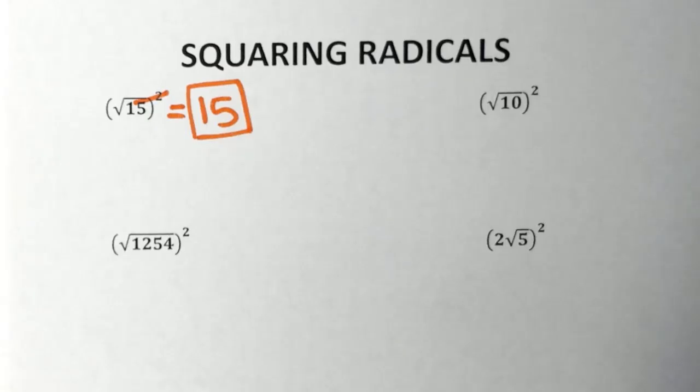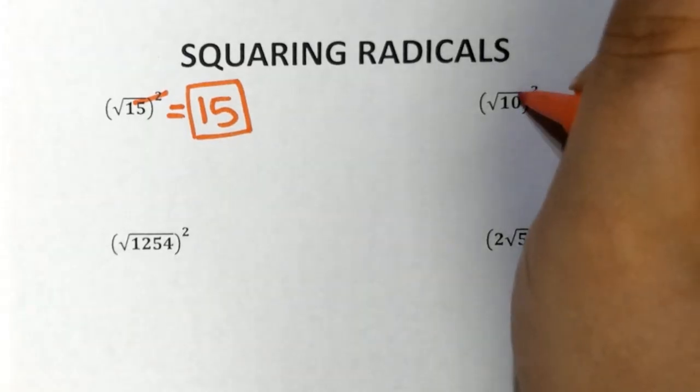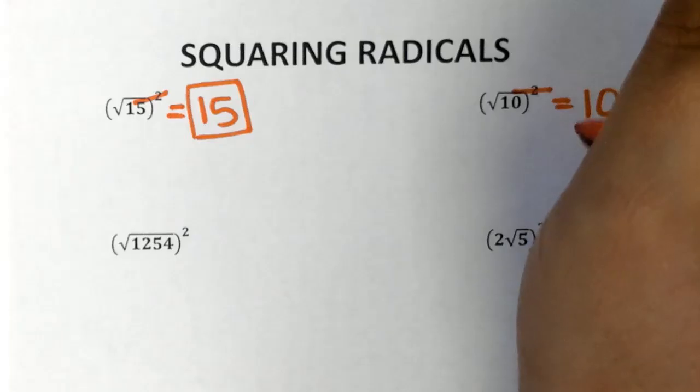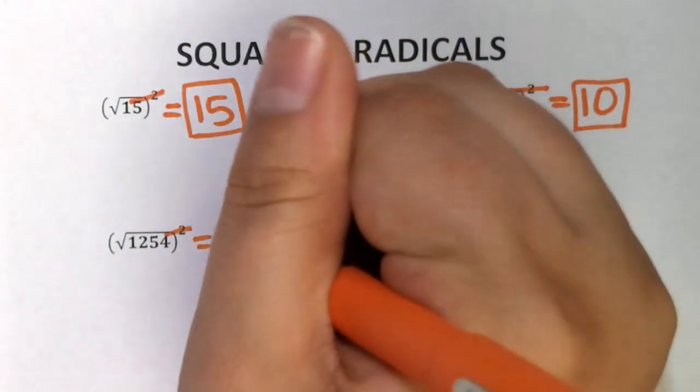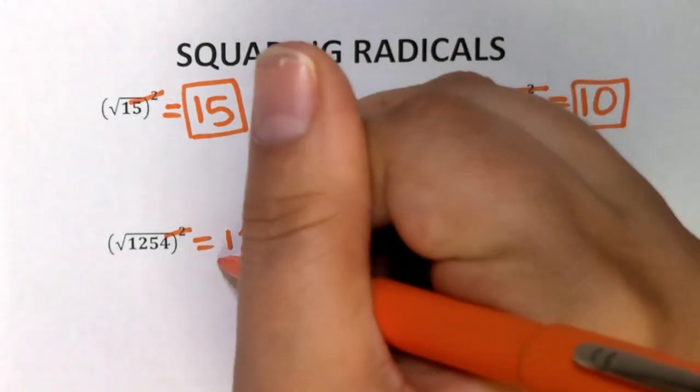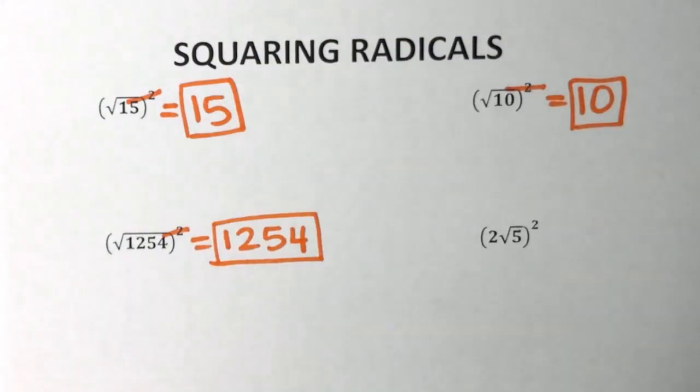What about the square root of 10 squared? It's just 10. And the square root of 1,254 squared? 1,254. Xavier and David, are y'all with me? Okay.